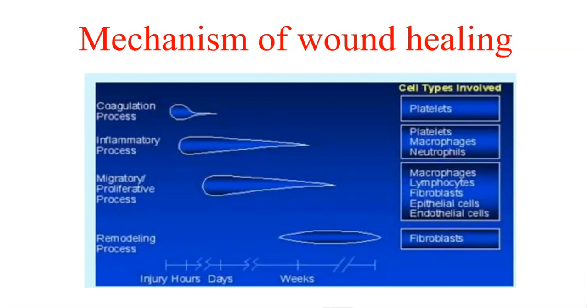In this, three phases of wound healing are present. In that, a number of cell types are involved. In the coagulation process, platelets are involved, and in the inflammatory process, platelets, macrophages, and neutrophils are involved. In the proliferatory process, macrophages, lymphocytes, fibroblasts, epithelial cells, and endothelial cells are involved, and in the remodeling process, fibroblasts are involved.